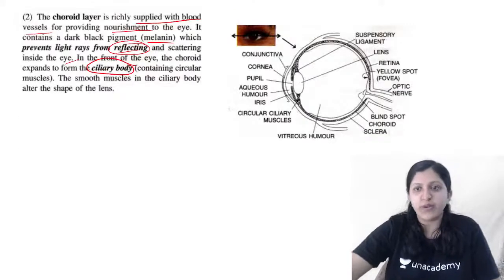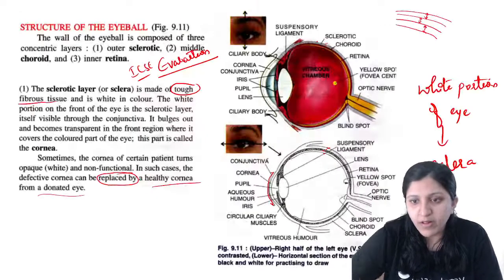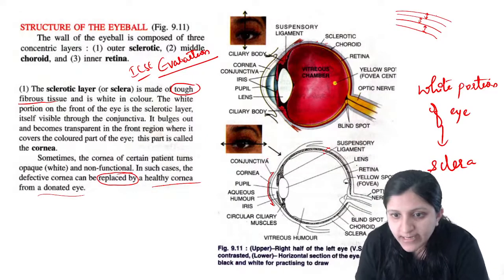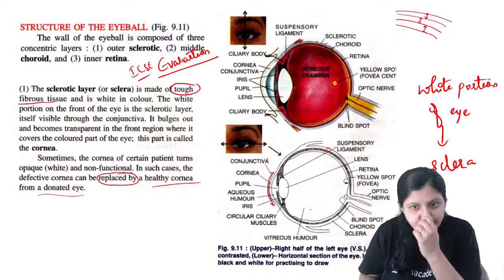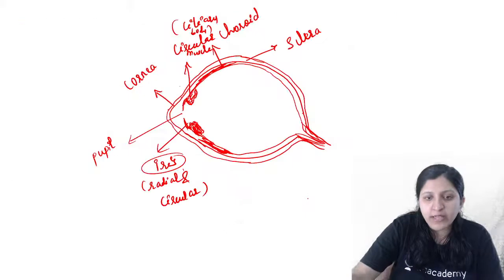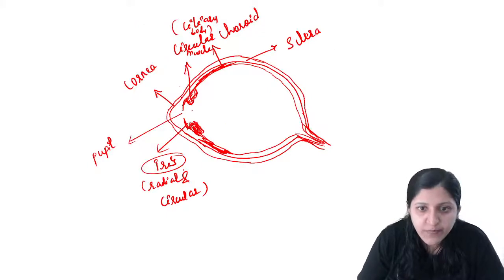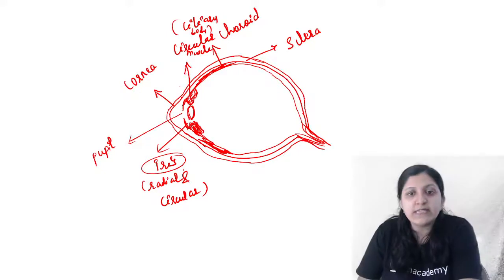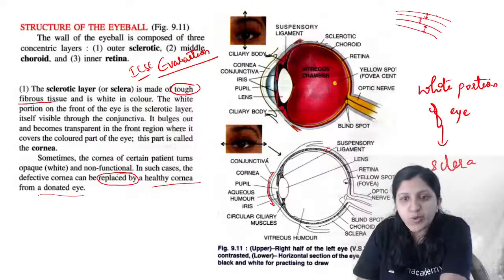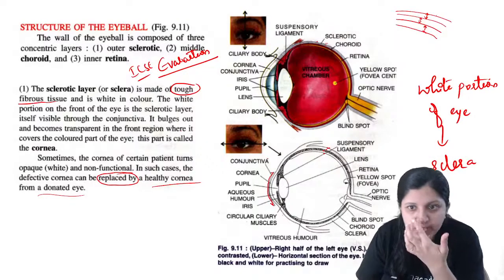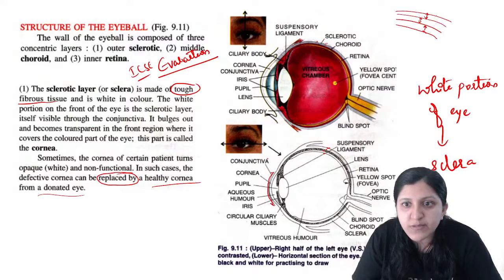I'll draw this retina first. So you can see that there is a retina over here. This layer is the retina. We will draw a lens over here. So the lens is present in this particular position, and it is held in position by a suspensory ligament as well. You can have a look at this one. So this is now a suspensory ligament.